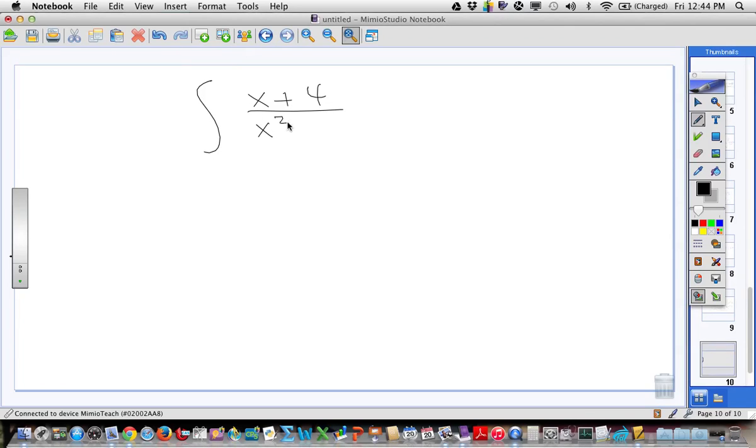X squared plus 1. I think we did this one. I don't think so. You sure? I don't know. I started it and have a big X through it. So I should do it. I could have. Maybe it's the other class.